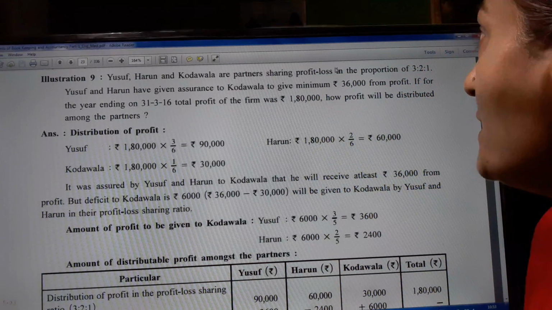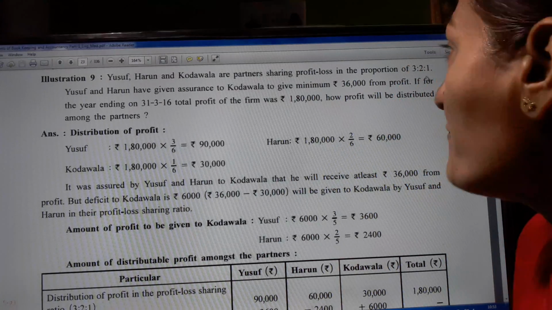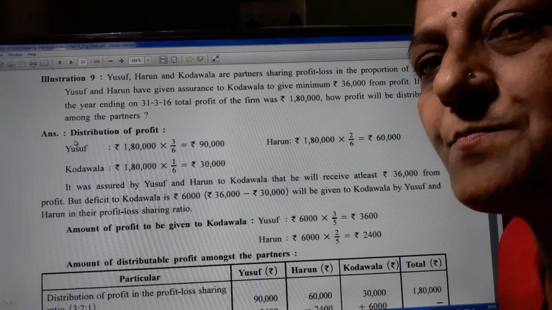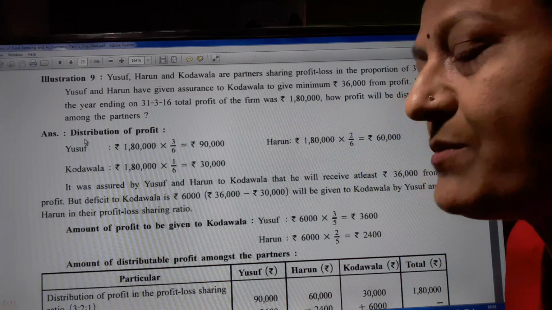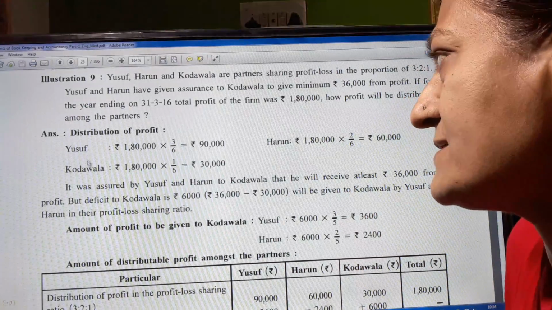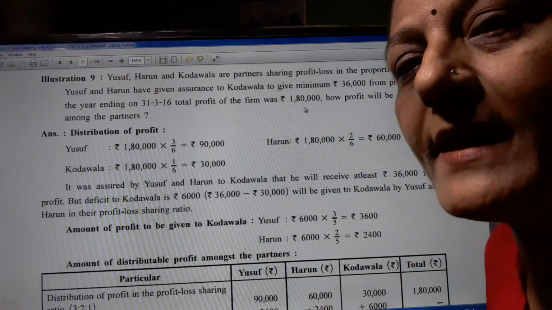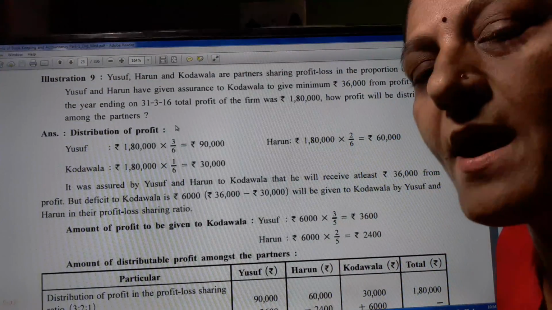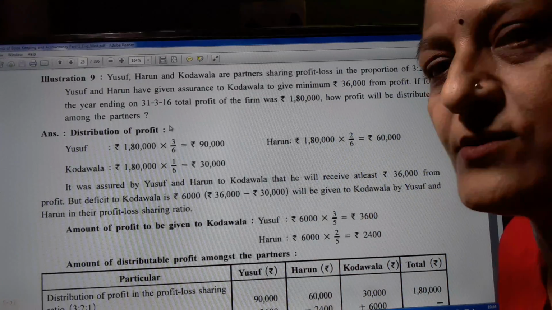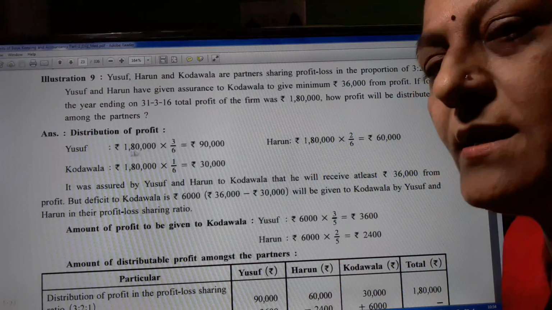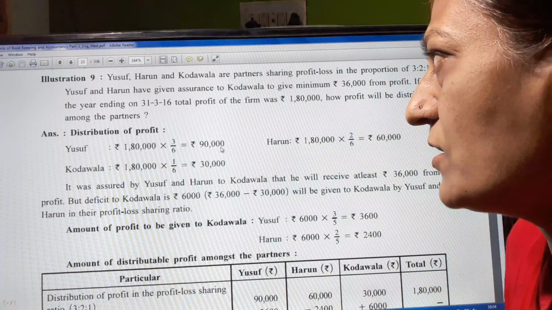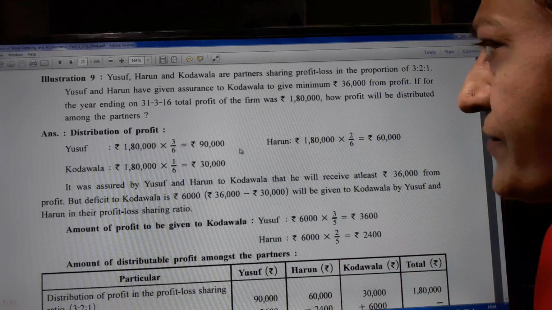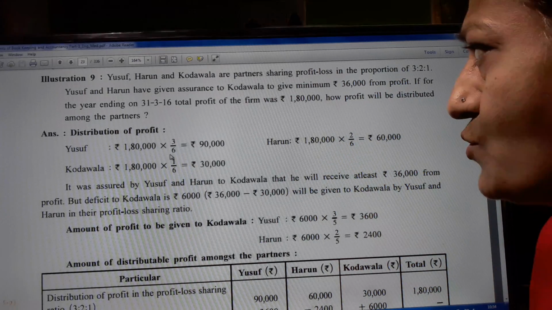So now here the profit and loss sharing ratio is given as 3:2:1. 3:2:1 means 3 plus 2 plus 1 is equal to 6. So 3/6, 2/6 and 1/6 is there. And our total profit is 1,80,000. So first, 1,80,000 is distributed among all the three partners as per their profit and loss sharing ratio. So here Yusuf is equal to rupees 1,80,000 into 3/6, then we get 90,000. Harun 1,80,000 into 2/6 is equal to 60,000. And Kodawala 1,80,000 into 1/6 is equal to 30,000.